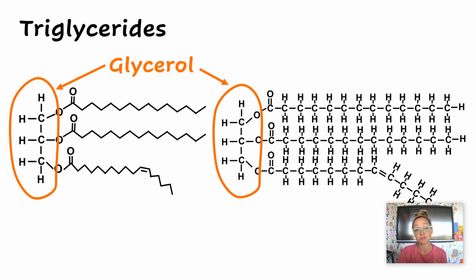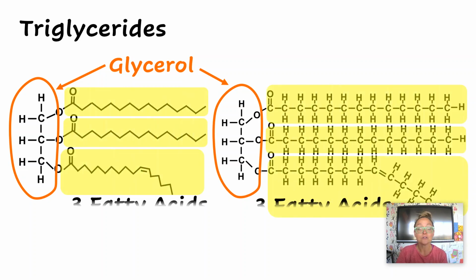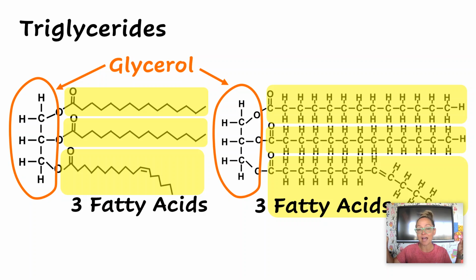You can see here this glycerol has 3 carbons and some hydrogens. Now, this glycerol is going to be attached to 3 fatty acids. So a fatty acid is basically a chain of carbons and hydrogens bonded together, also known as a hydrocarbon. So here we have triglycerides, tri meaning 3. So we have a glycerol with 3 fatty acids attached.